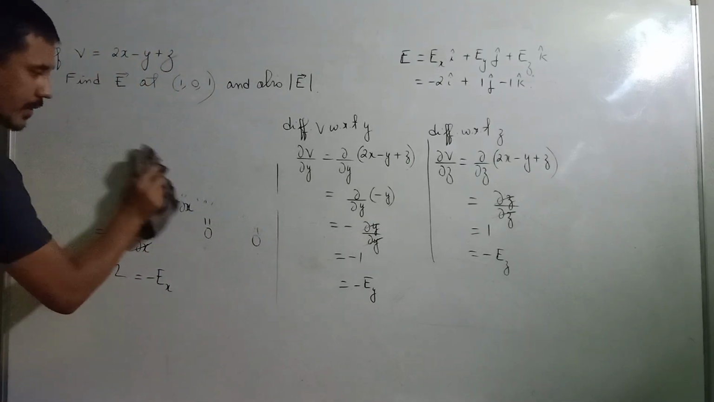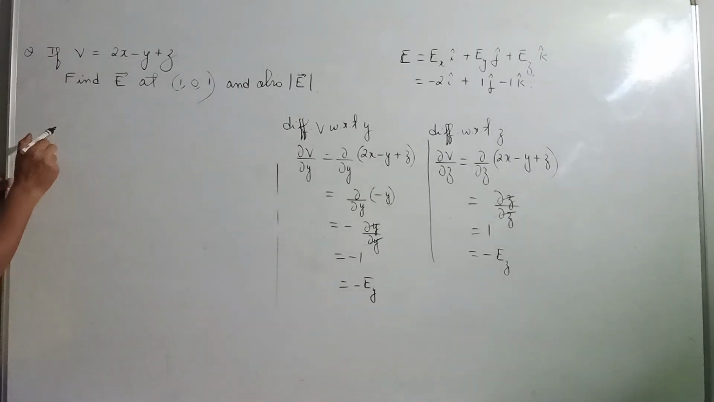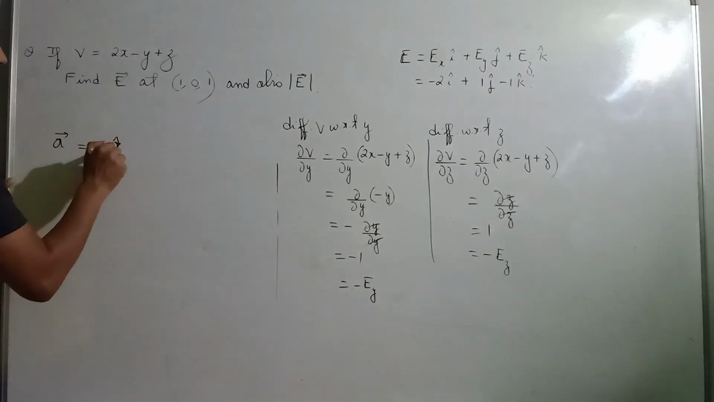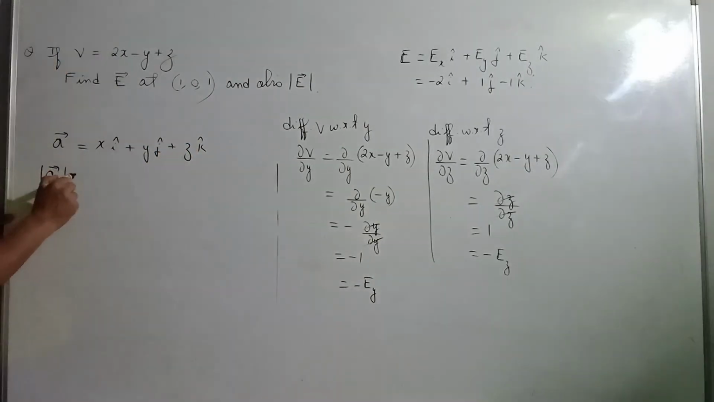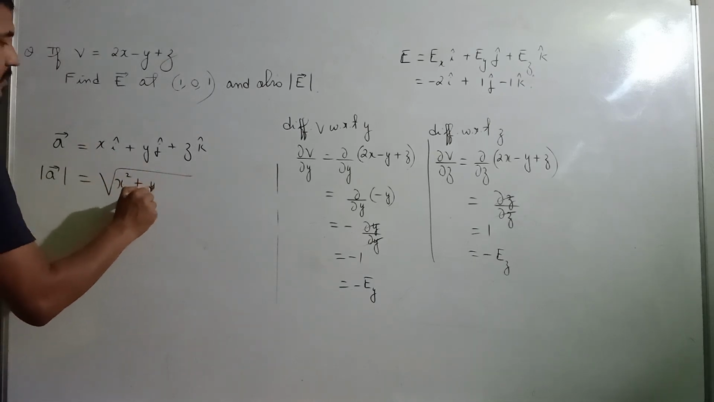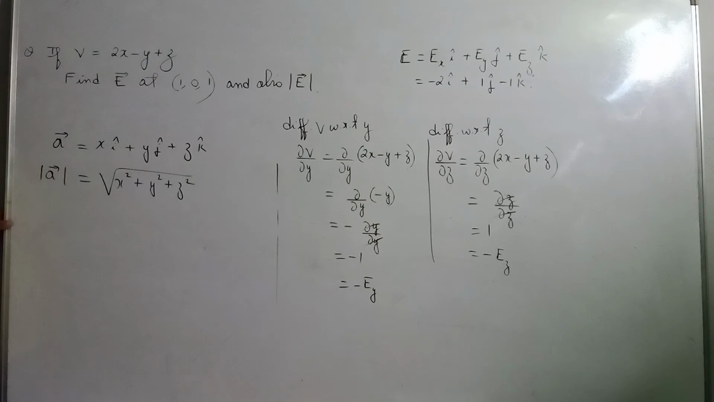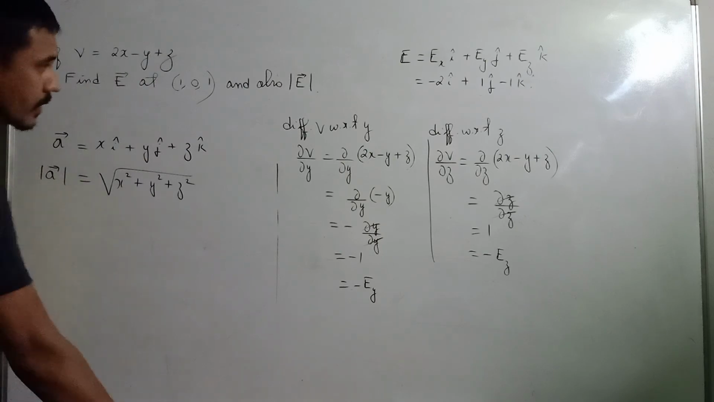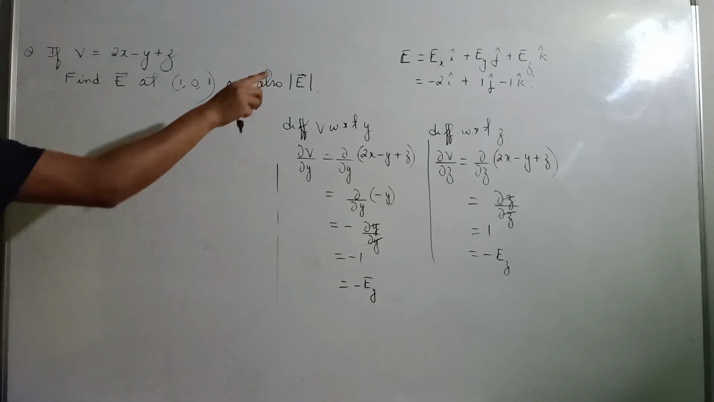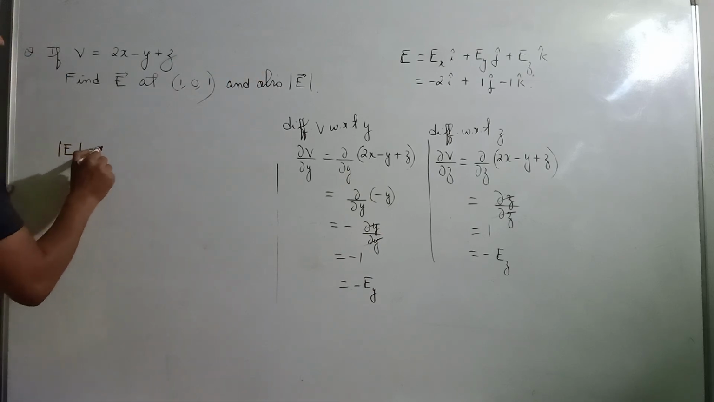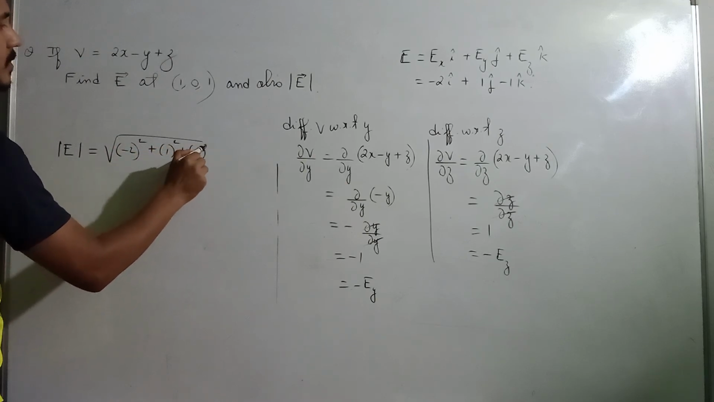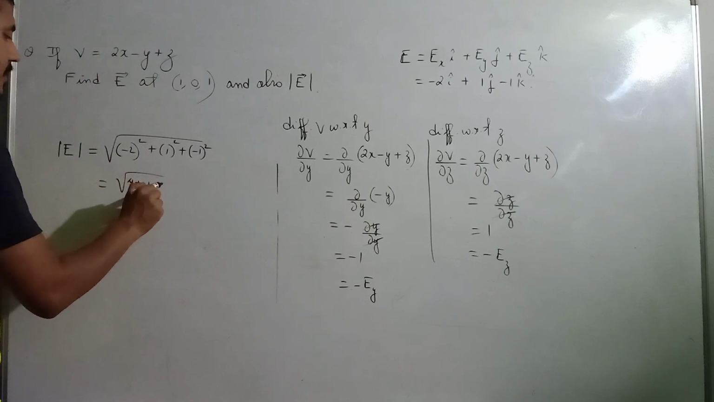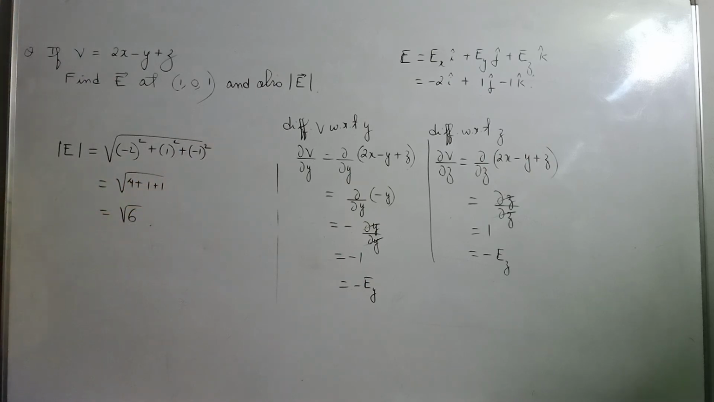Magnitude of E, very simple. Let me give you an example. If A is a vector given by xi plus yj plus zk, then the magnitude of A will be given by square root of x square plus y square plus z square. Magnitude of any vector. So since I know E, the magnitude of E will be square root of minus 2 square plus 1 square plus minus 1 square. 4 plus 1 plus 1, square root of 6. Finish. Alright?